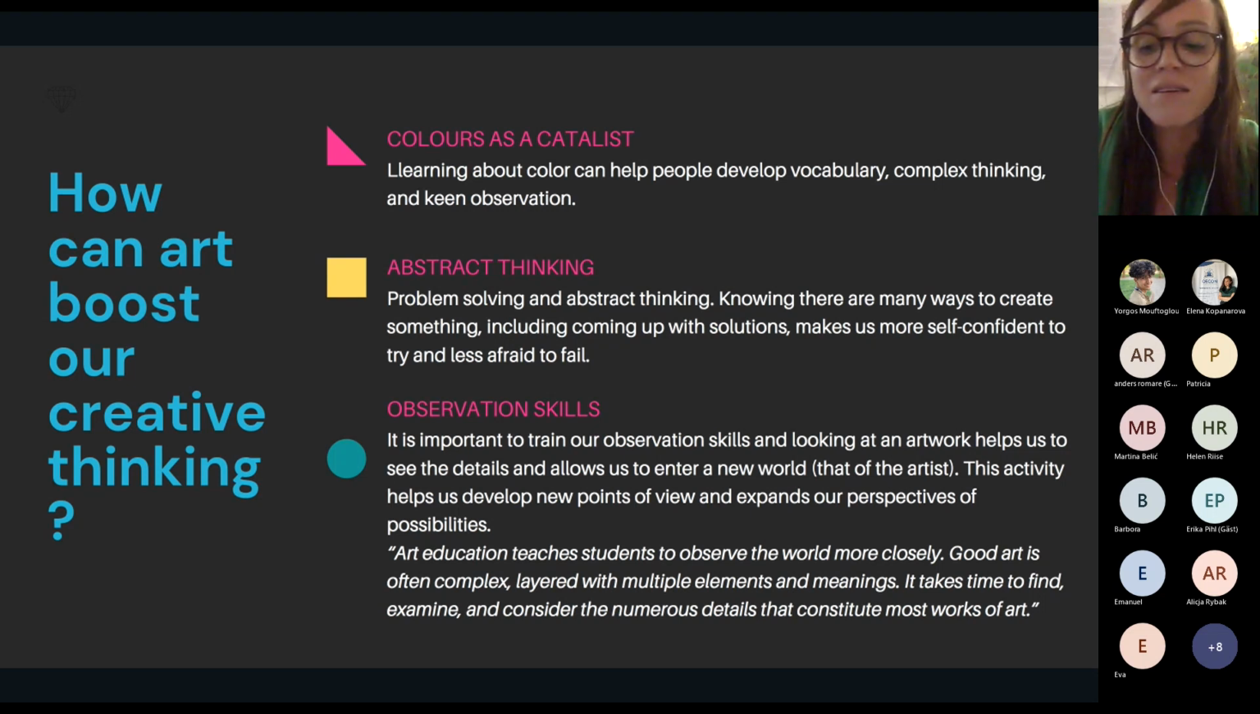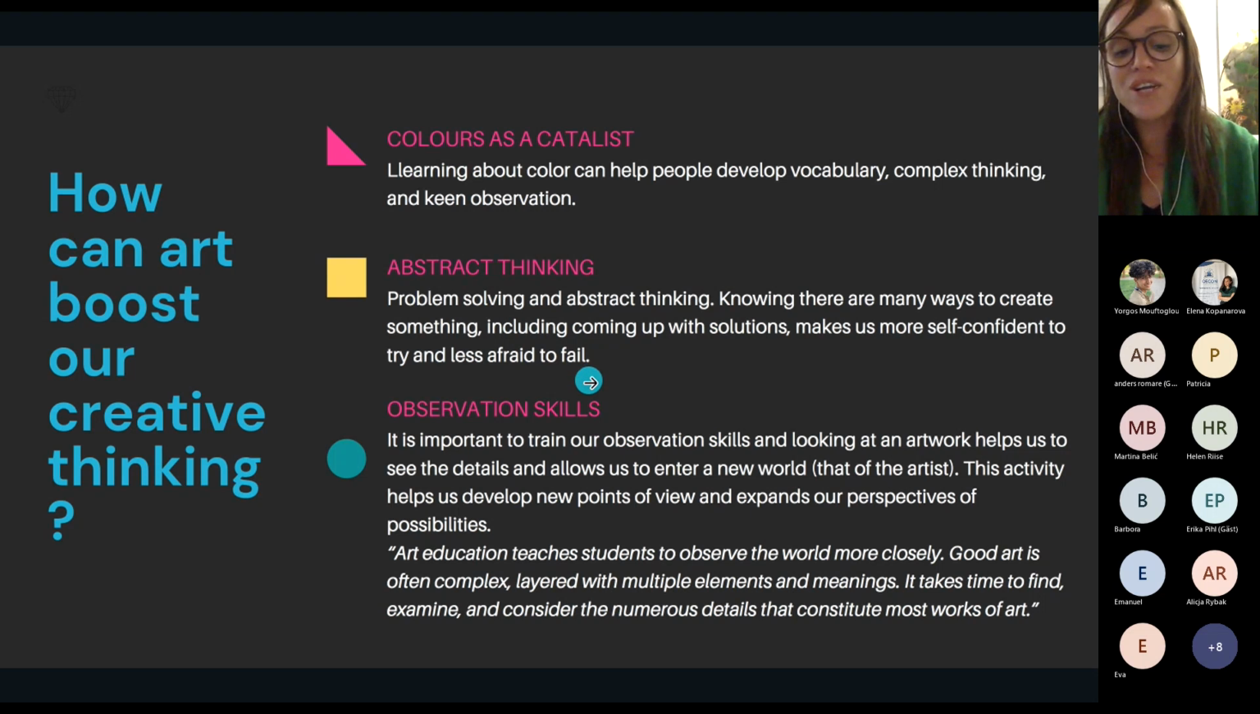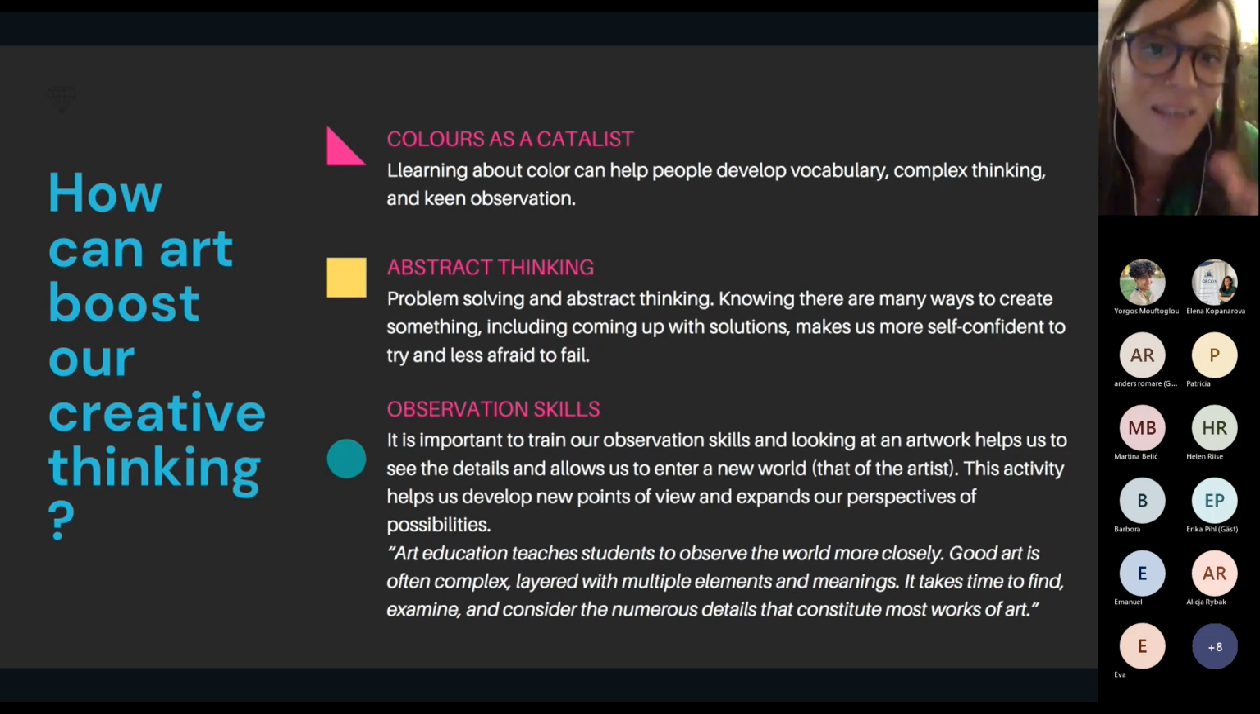Nothing is just right or wrong. This realization can help us look for different approaches to daily challenges, for example. Clearly, there are many ways to create something, including coming up with a new solution, which makes us more self-confident to try and less afraid to fail. We were speaking about failing before, not a lot, but a little bit at the beginning when you presented yourself, no?